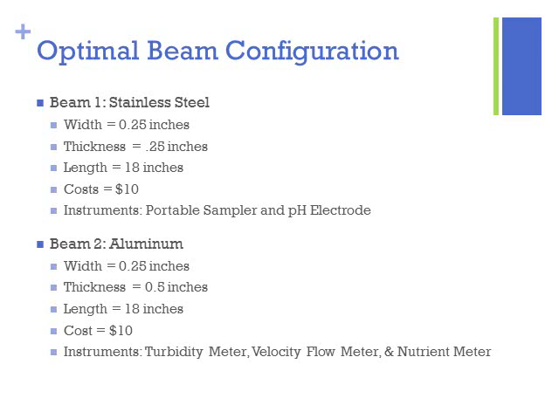Beam 2 would be made out of aluminum with a width of 1/4 of an inch and a thickness of 1/2 inch and a length of 18 inches, with also a cost of $10. Instruments on the end would include the turbidity meter, velocity flow meter, and nutrient meter.